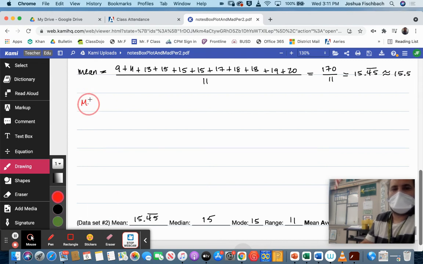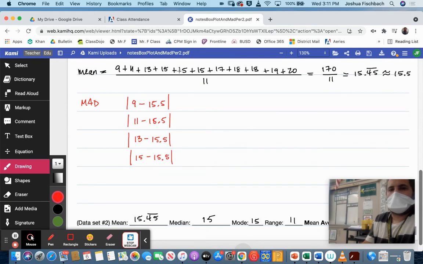For the MAD, you're going to do absolute value of 9 minus 15.5. And then absolute value of 11 minus 15.5. And then absolute value of 13 minus 15.5. Then absolute value of 15 minus 15.5. But that doesn't happen once, that happens how many times? It happens 1, 2, 3 times. So I'm going to multiply that result by 3.